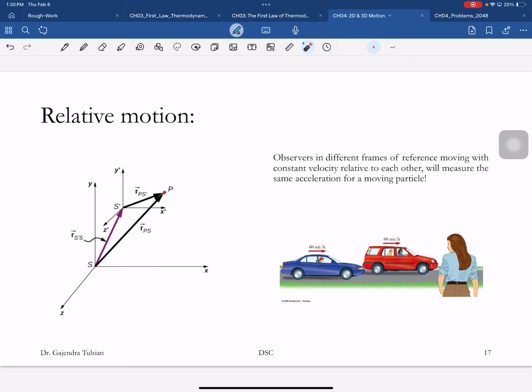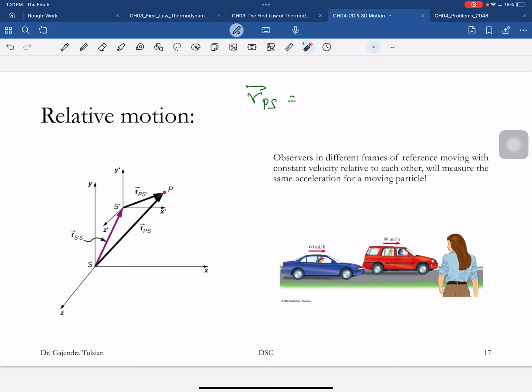Now you can see that. Here's the notation. The position of the particle with reference to frame S. The position of the particle with reference to frame S prime. And this is the position of S prime with reference to S. That's the notation. And you can see that this vector plus this vector is equal to this vector. I will show you an easy way to remember this.